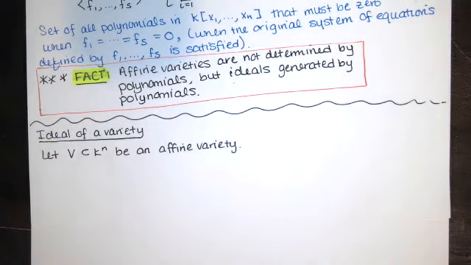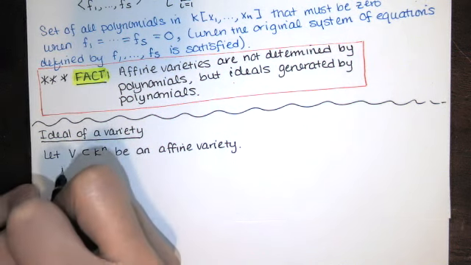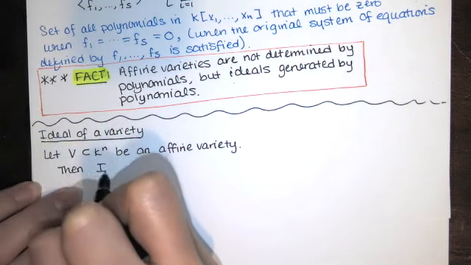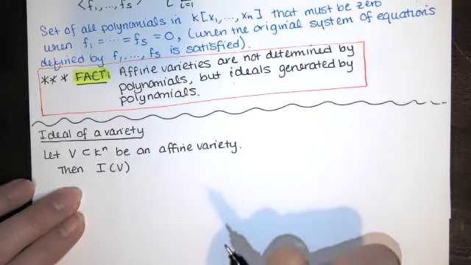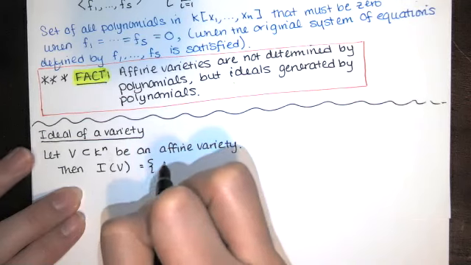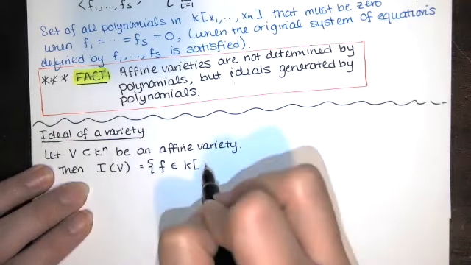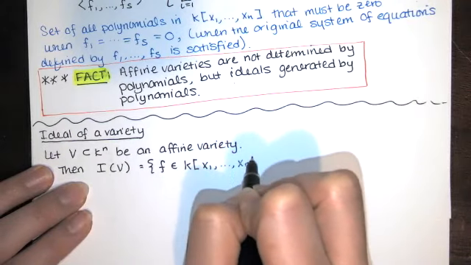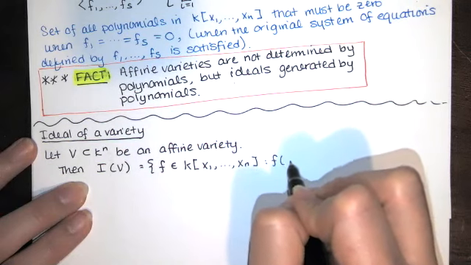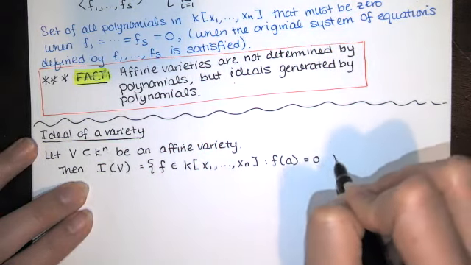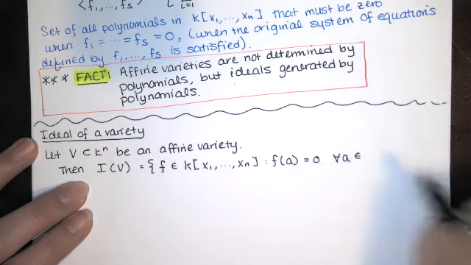So this affine variety is defined in terms of some polynomial functions f sub 1 through f sub s, and we've got a solution set of that system of polynomial equations in n-dimensional affine space. Then we're going to define I of V to be the ideal of the variety. This is the set of all polynomial functions f in our polynomial ring in n variables, such that that polynomial is 0 for all points in the affine variety V.